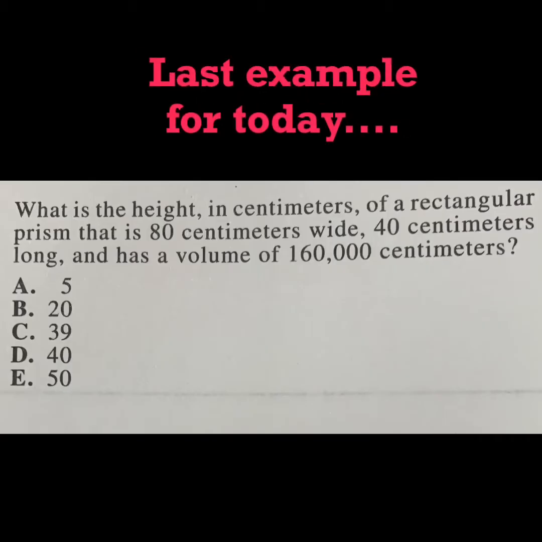What is the height in centimeters of a rectangular prism that is 80 centimeters wide, 40 centimeters long, and has a volume of 160,000 centimeters? So what makes this problem a little bit different is it's asking you for a height instead of asking you for a volume. So you're given a volume, now you have to figure out the height from the other two measurements that were given. That's one of the differences. The second difference is they never gave you the formula for the volume of a prism. So those are some things to really pay attention to.